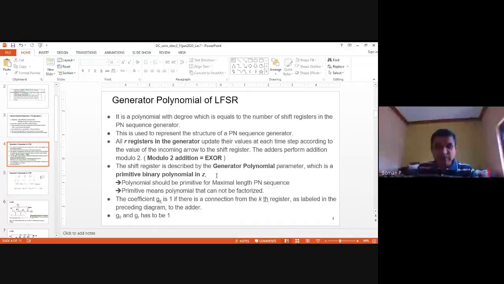It is like a prime number. A prime number cannot be factorized, right? 7 is a prime number. That means its factors are 7 and 1. Like that, a primitive polynomial is a polynomial which cannot be factorized. Its factors are 1 and the same polynomial. Okay, that is what is mentioned here.